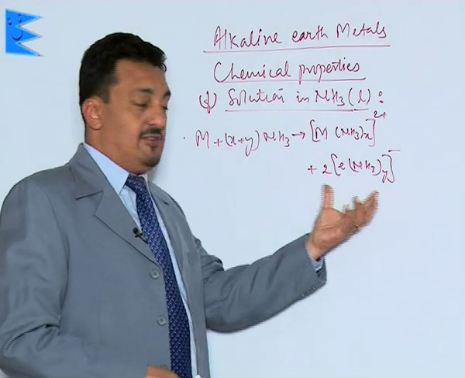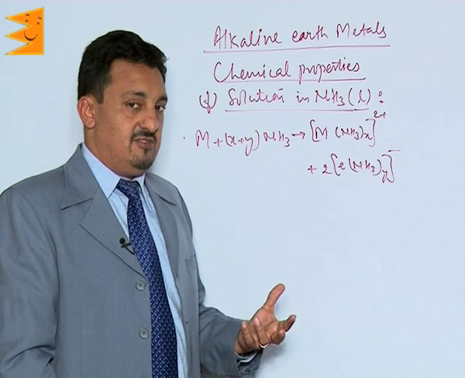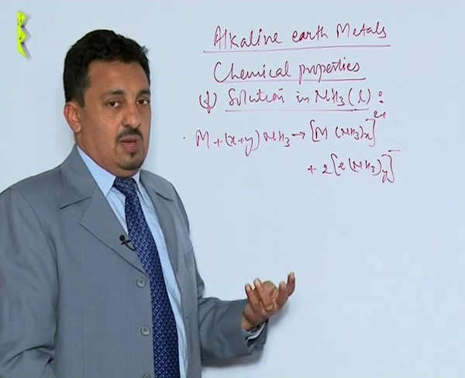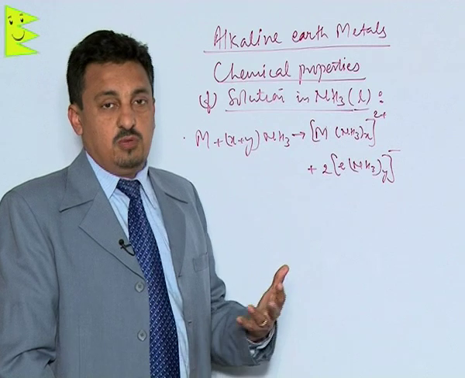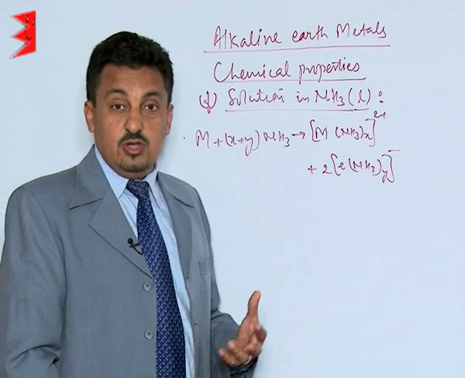Now these ammoniated electrons impart a blue color. We know that as we increase the concentration of the metal, the color changes from blue to bronze. And remember that these solutions are very strong reducing agents.